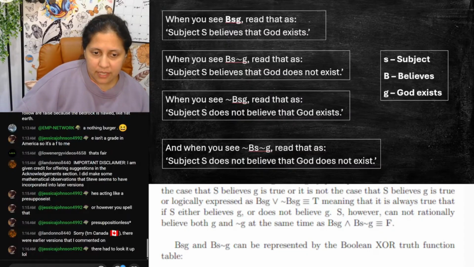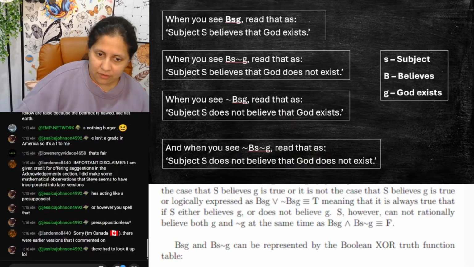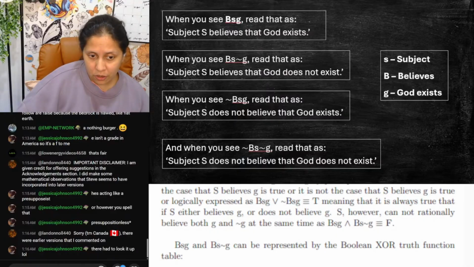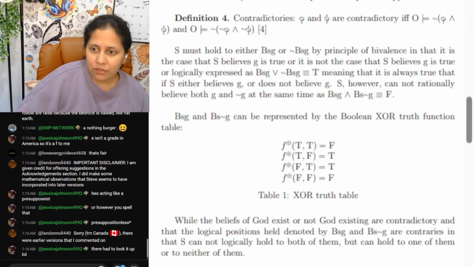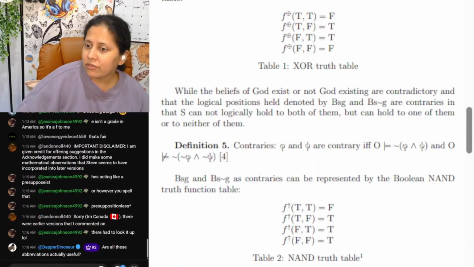So what that means is that strong atheism and theism are not contradictories here. They are contraries. There's a difference between contradictories and contraries. They cannot both be true, but they can both be false together. That's what being contrary is. And that's what we will see when we come to definition 5 of the paper, if I scroll here, the contraries.